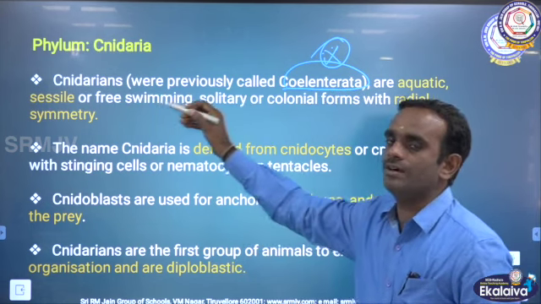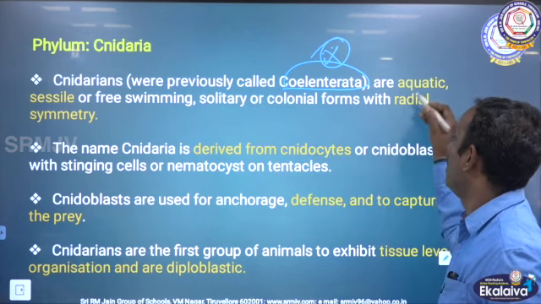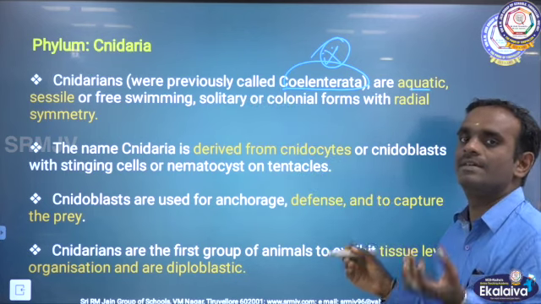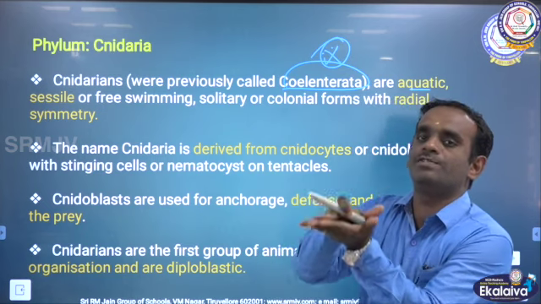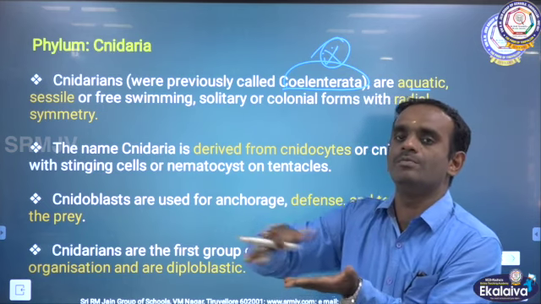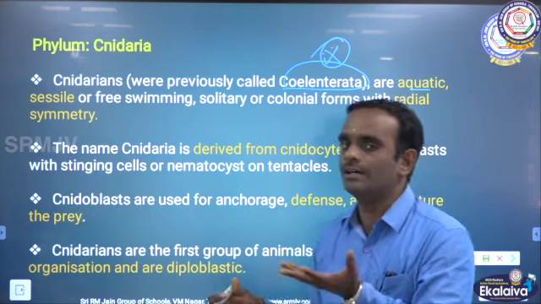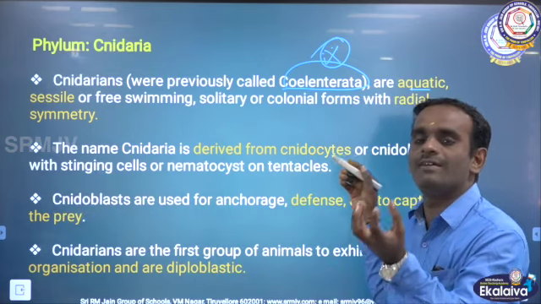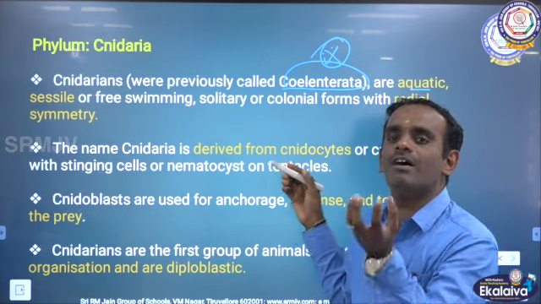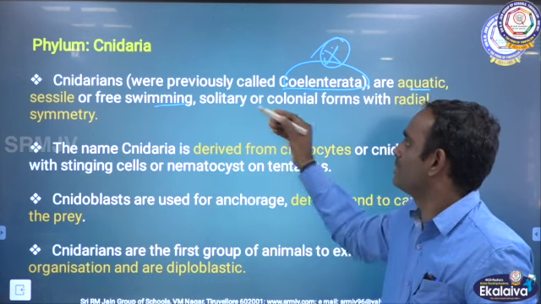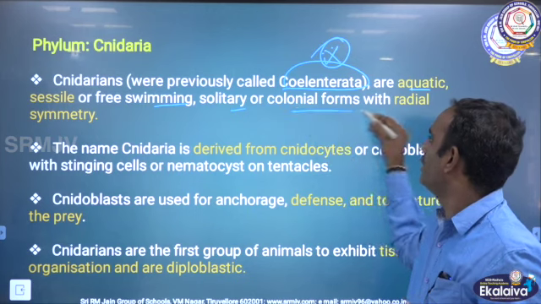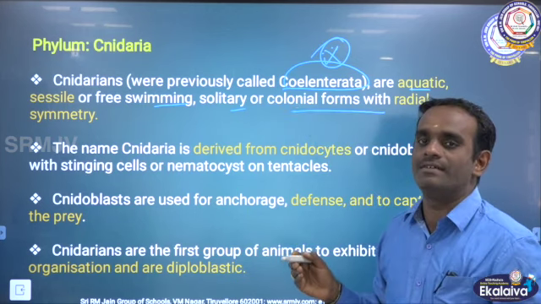So the Cnidarians are also called Coelenterata, aquatic, sessile. I already said sessile means it is fixed in a particular place. It cannot move from here to there. Clear? So it is aquatic. Aquatic means water-living organism. Sessile or free swimming, solitary or colonial forms with radial symmetry.